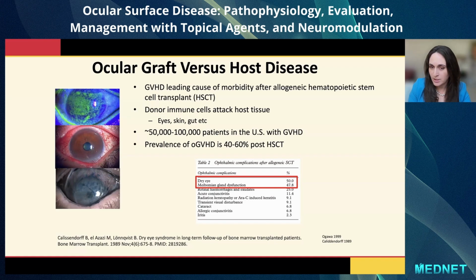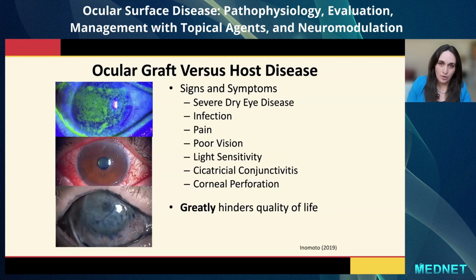The ophthalmic complications are most prominent with dry eye disease and meibomian gland dysfunction. So the signs include a severe inflammatory dry eye disease. They have severe dry eye, increased risk of infection, increased pain, decreased vision. You get cicatricial conjunctivitis. And in worst case scenarios, you can have corneal perforation. And it's been shown to really hinder the quality of life in these patients.